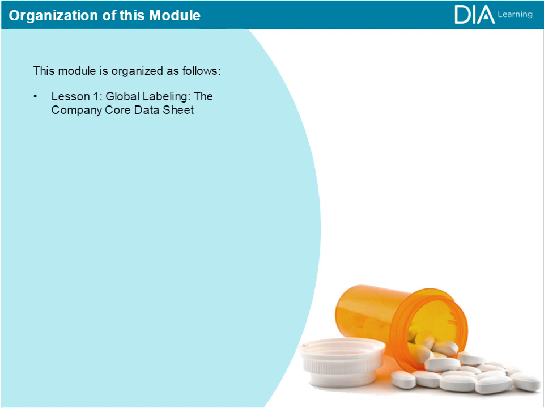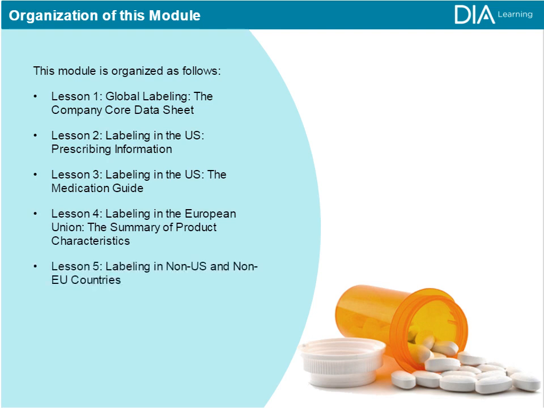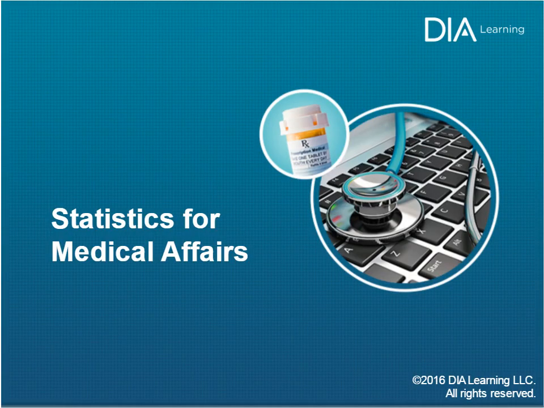This module is organized around the following major facets of product labeling. Lesson 1. Global labeling, the company core data sheet. Lesson 2. Labeling in the U.S., prescribing information. Lesson 3. Labeling in the U.S., the medication guide. Lesson 4. Labeling in the European Union, the summary of product characteristics. Lesson 5. Labeling in non-U.S. and non-EU countries. Lesson 6. Maintenance of product labeling.